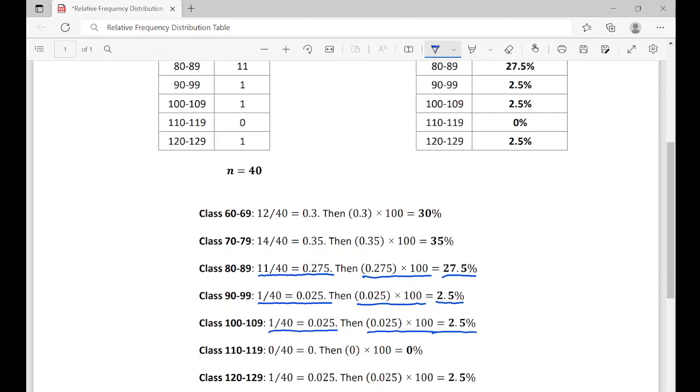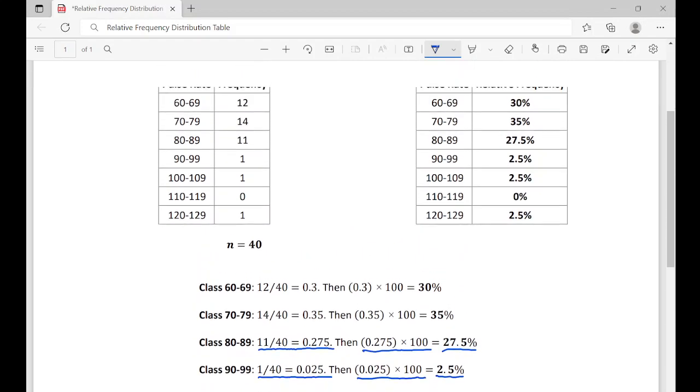0 is the easiest one because 0 divided by 40 is 0. 0 times 100 is 0. So 0 goes into the 110 to 119 class here. And the last one is 1, which we have already done 2 times, but we divide it by 40 and get 0.025. Multiply by 100 and we get 2.5%, which is what goes here in the last class.